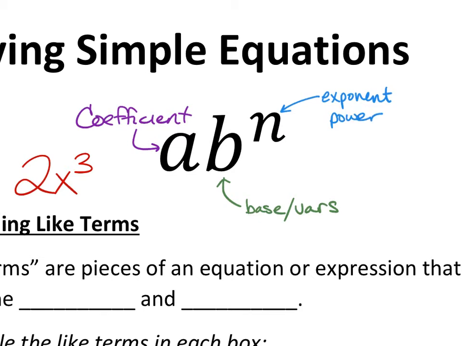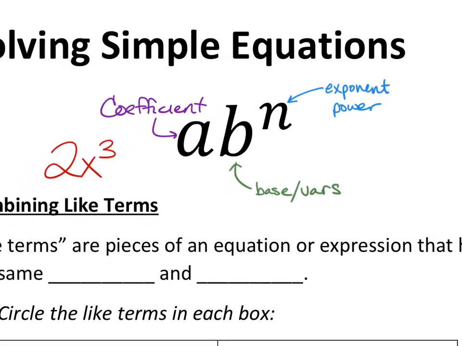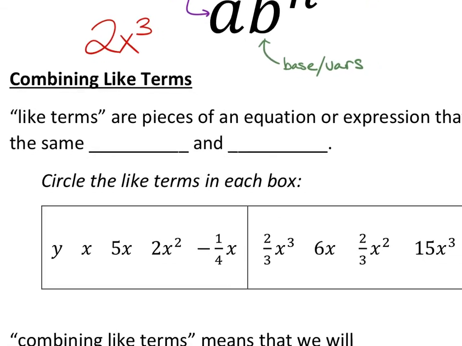So you have three parts. You have a coefficient, a base, and a power. 2x cubed has a coefficient of 2, a base or variable of x, and an exponent or power of 3. Now we're going over parts of each term because we are going to need to combine like terms.